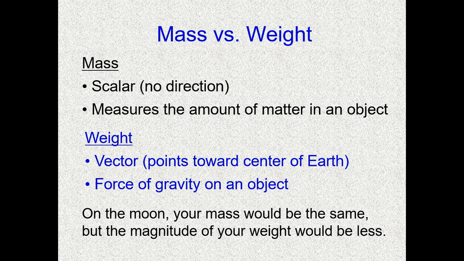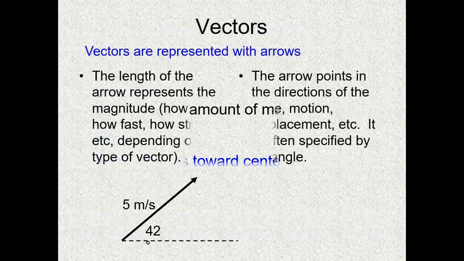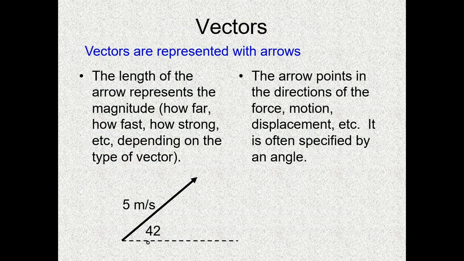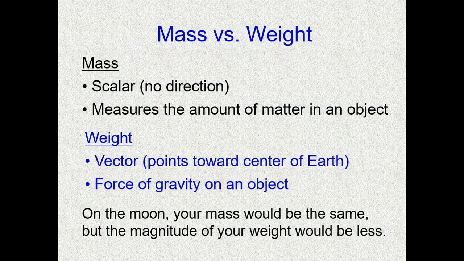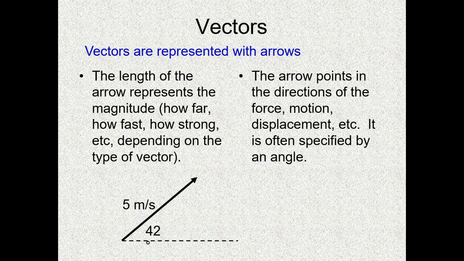First of all, mass versus weight. We do not need to understand this in this chapter. But see here, vectors are represented with arrows. The length of the arrow represents the magnitude: how far, how fast, how strong, depending on the type of vector. The arrow points in the direction of the force, action, displacement, etc., which is often specified by an angle.